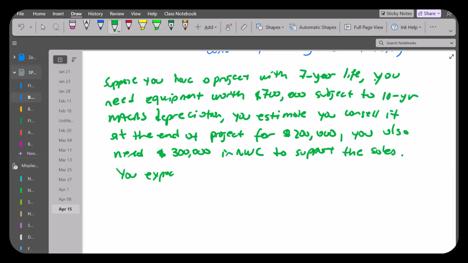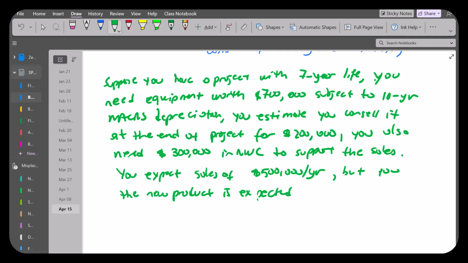You expect sales of, let's say, $500,000 a year, but the new product is expected to reduce the sales of existing products by $200,000 a year.